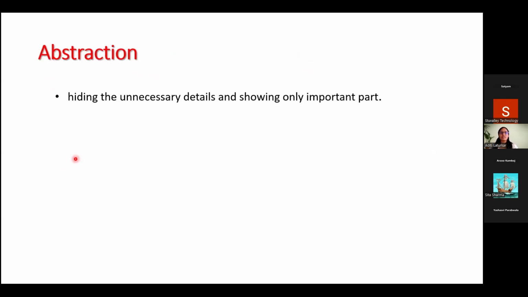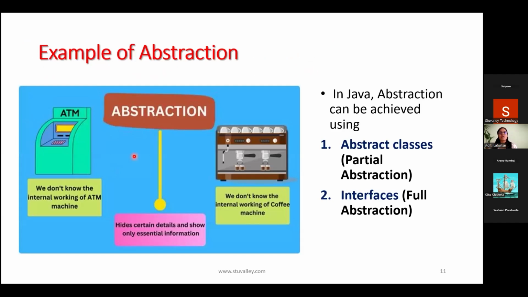So first, we are going to see what is abstraction. Abstraction is nothing but hiding the unnecessary details and showing only the important part. A very basic example of abstraction is the ATM machine or coffee vending machine. We don't know internally how the ATM works. We just put in our PIN code, and then it will give you the balance inquiry. We can withdraw the amount, deposit the amount, everything we can perform using this machine, right?